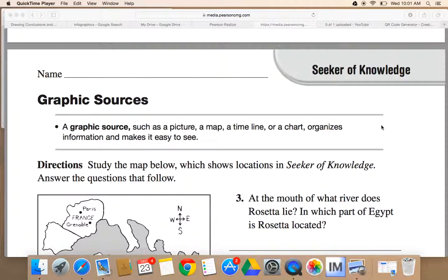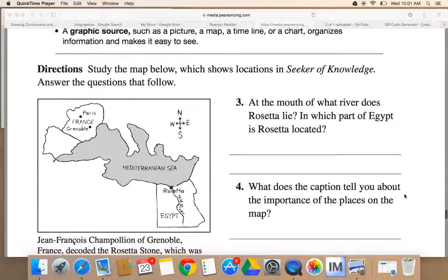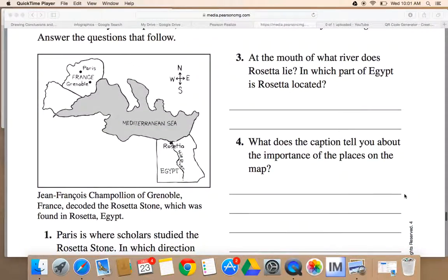This week we're working on graphic sources. A graphic source can be a map, a timeline, or a chart that you use to help gather information about a story, to help you understand a story. So here is the map or the picture that they're giving us. We have France, we have the Mediterranean Sea, and we have Egypt. And then we're going to use this compass rose to be able to answer more questions.